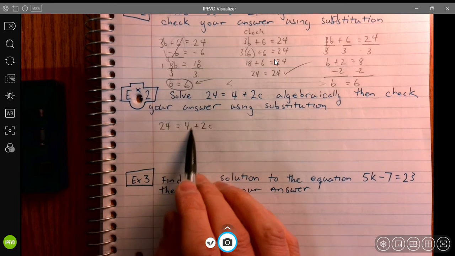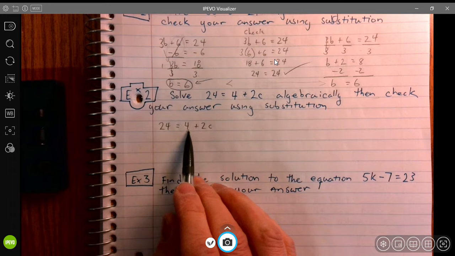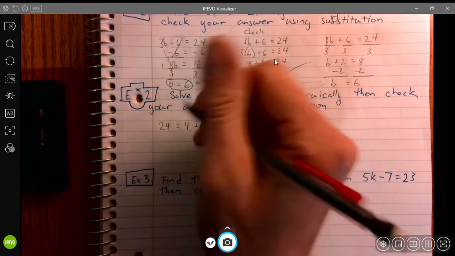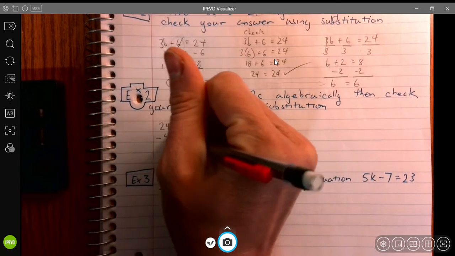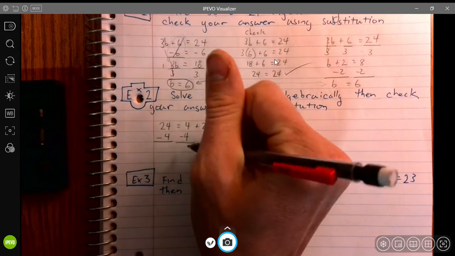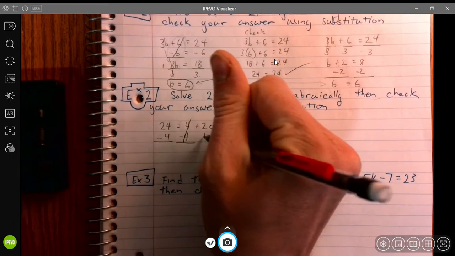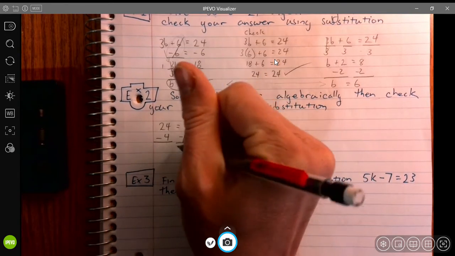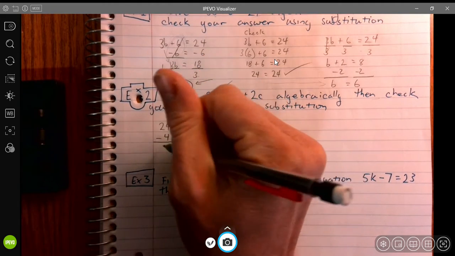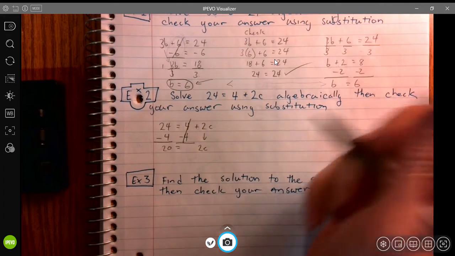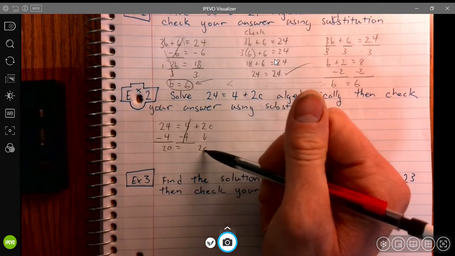So I want to get rid of this 4 first. And if this is a positive 4 or a plus 4, I'm going to perform the inverse operation, which is minus. 4 minus 4 is 0. I'm just going to bring down that 2c. I'm going to bring down the equal sign. 24 minus 4, that's just 20. So I have 20 is equal to 2 times c.